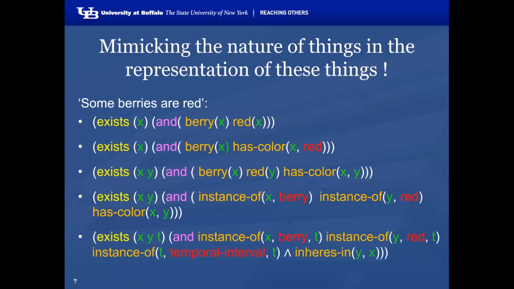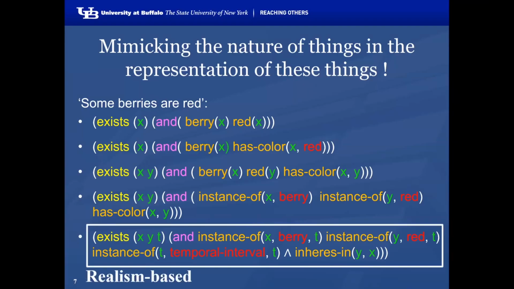You can do it this way. You can add time. So now we need three variables here. There exists an X, a Y, and a T, and X is an instance of berry at T, Y is an instance of red at T, T is a temporal interval, and Y inheres in X. So this is realism-based.